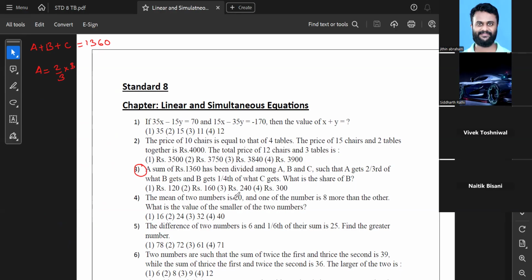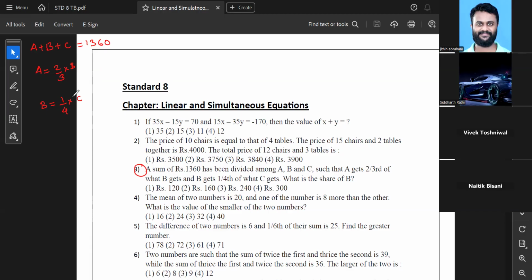And they have said B gets one-fourth of what C gets. So B is equal to 1 upon 4 multiplied by C. So indirectly, they have said this. Now, what we are supposed to find is the share of B. So how to find the share of B?